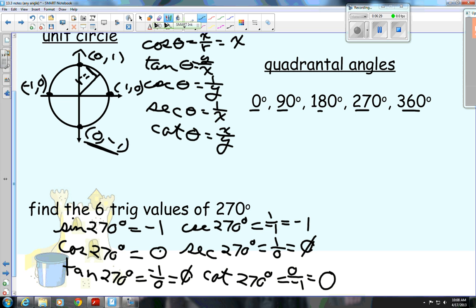So that's just 0. When it's 0 in the top, it's 0. When it's 0 in the bottom, it's undefined. Okay, questions on this one?